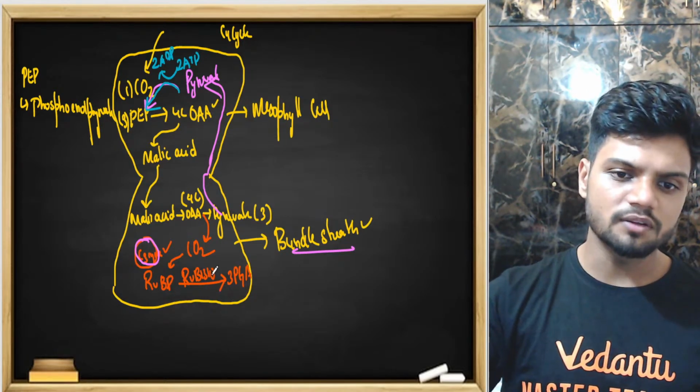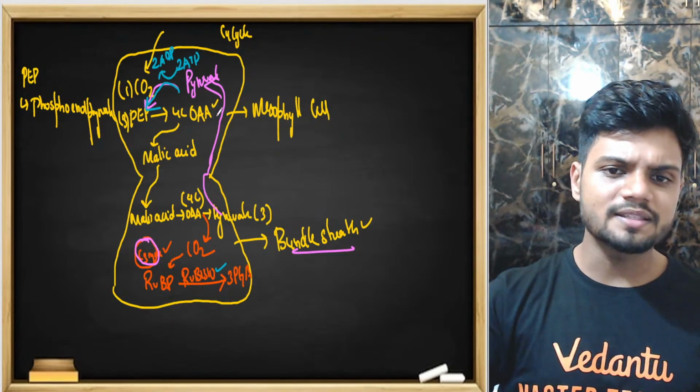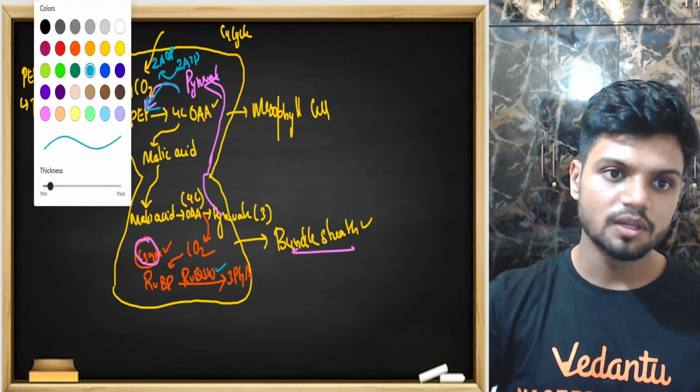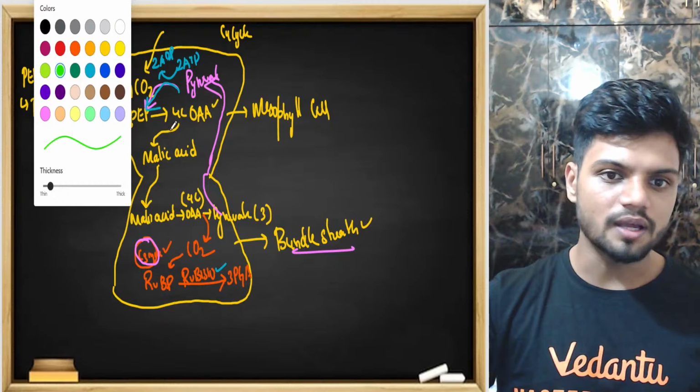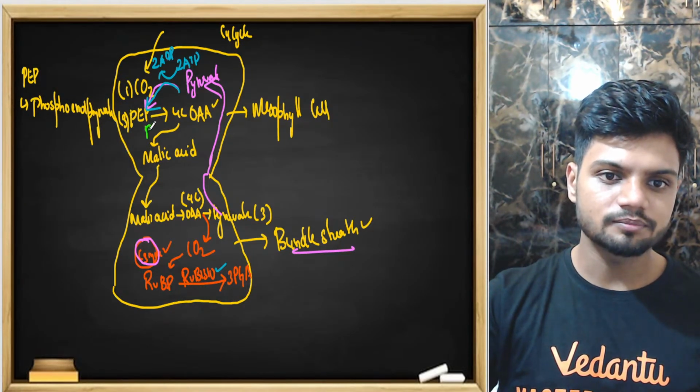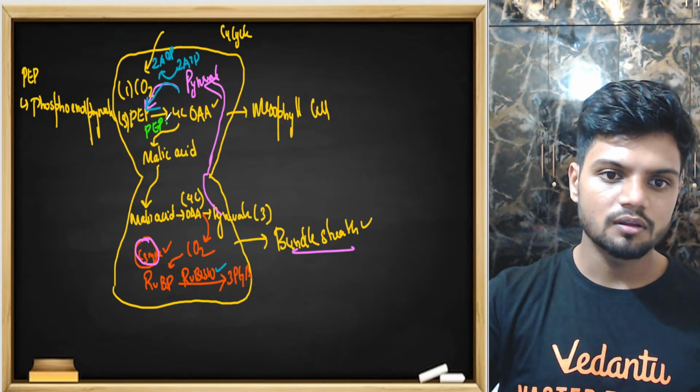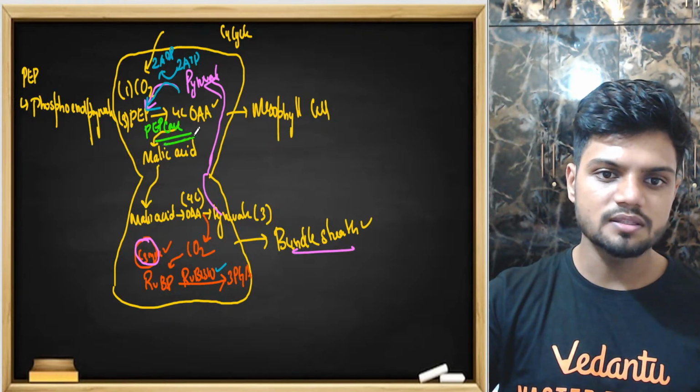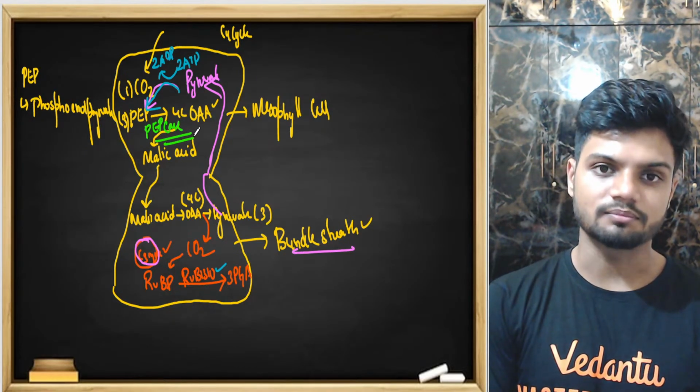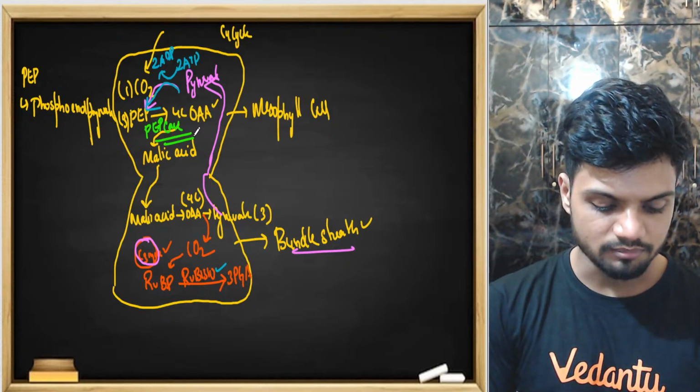Now here you might ask me, sir, here you had the Rubisco enzyme. What about any enzyme in the mesophyll cell? Yes, there is an enzyme here. In the mesophyll cell, the enzyme is called PEP carboxylase, PEPcase. PEP carboxylase is the enzyme.